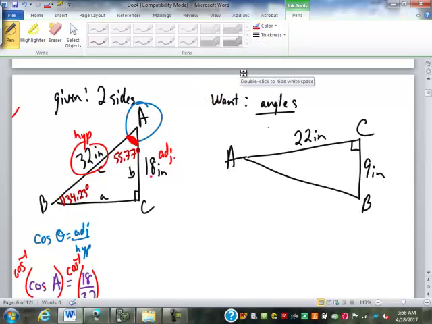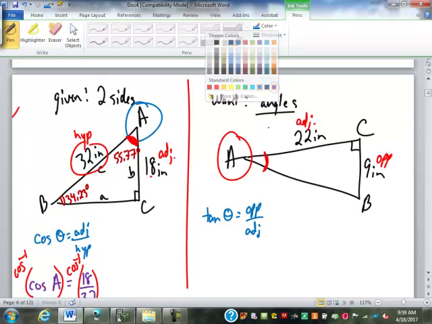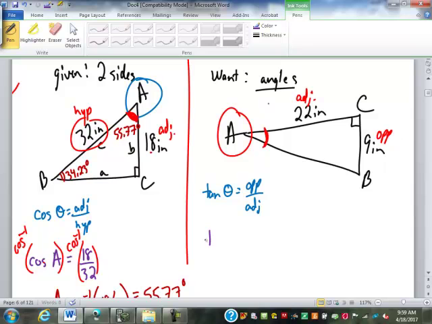I want to find these angles. Which angle do I want to find first, A or B? A, okay? So we're committing to angle A. According to angle A, the 22 is which side? That is the adjacent. And the 9 is the opposite. Opposite and adjacent make tangent. Tangent of an angle is opposite over adjacent. So let's fill in what we know. We don't know the angle, but it is angle A that we're looking for. So tangent of A. Opposite is 9, adjacent is 22.